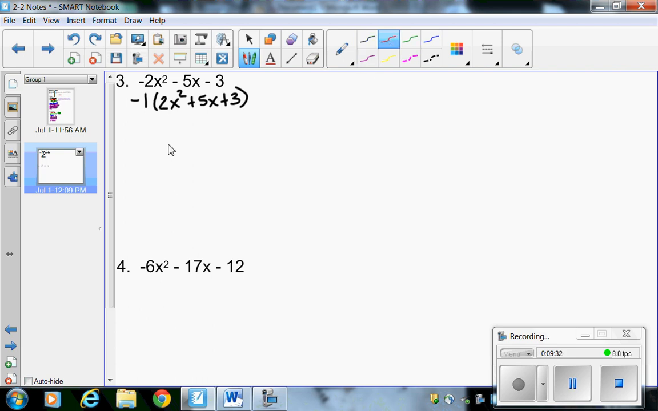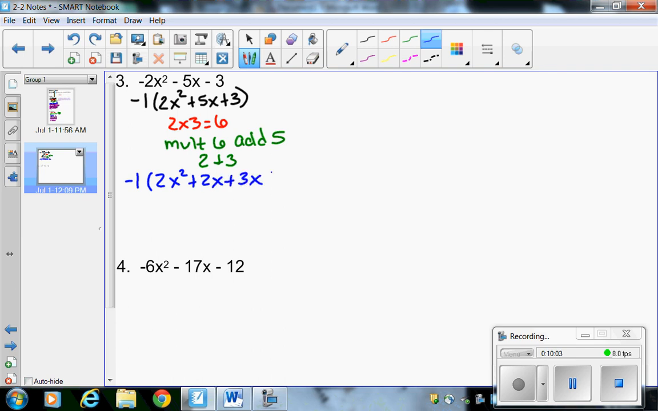So if I go through the steps, we have 2 times 3 is 6. What are two numbers that multiply to be 6 but add to 5? Those numbers would be 2 and 3. So then I'm going to rewrite it. I still have my negative 1 out front. I don't want to forget about that. So that's 2x squared plus 2x plus 3x plus 3. Then I'm going to group them.